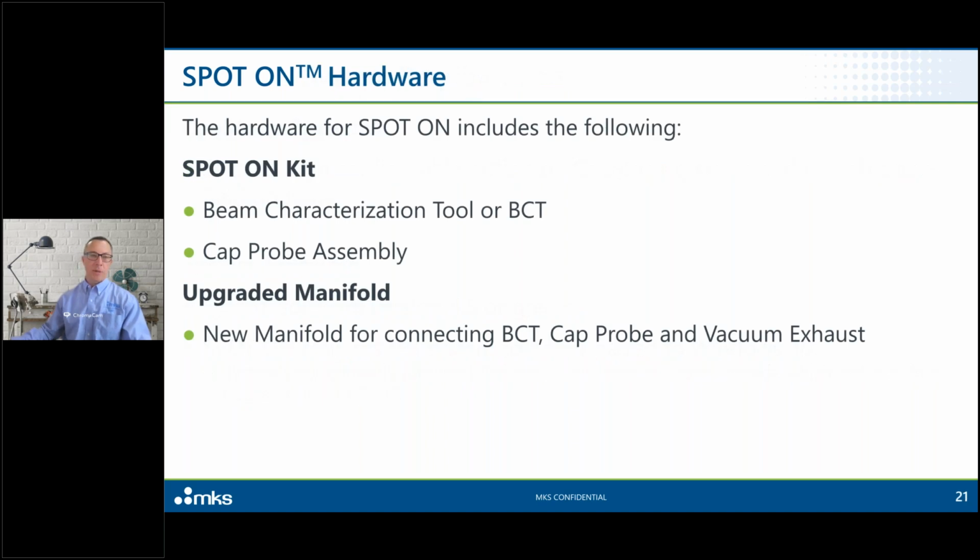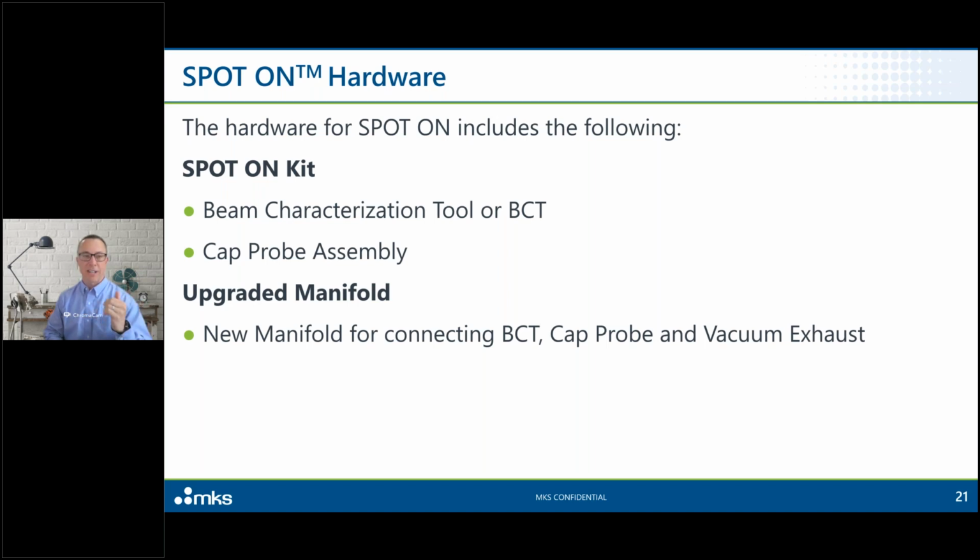Then from a hardware perspective, it is both a hardware and software solution. The Spot On kit itself includes two sub-assemblies. The first one is something we call a beam characterization tool, or BCT for short. This is mounted to the chuck of the system, and this is what we use to measure the characteristics of the spot.